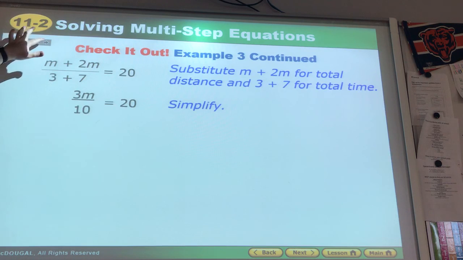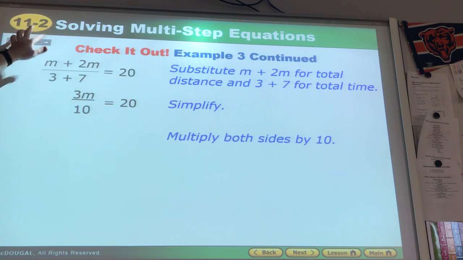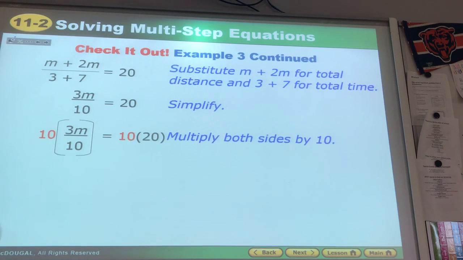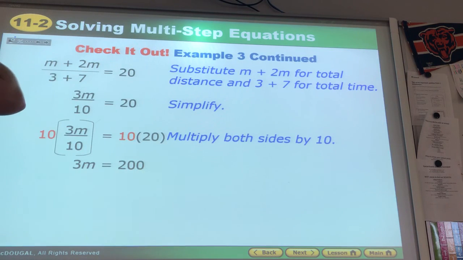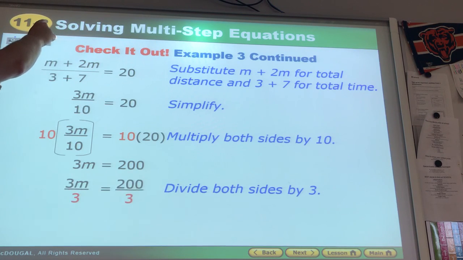Wonderful. All right? They're going to multiply by 10 on both sides. They're doing inverse operations. Oh, that crosses out. Good deal. And that's going to make 3m equals 200. 3m divided by 3. 200 divided by 3. M is going to equal 66.67, or 66 2/3 of a mile.